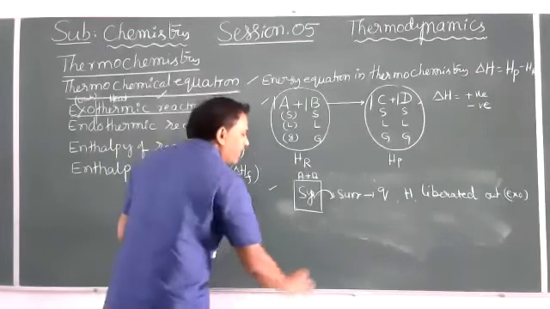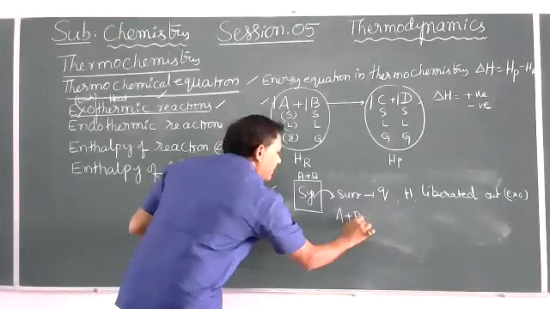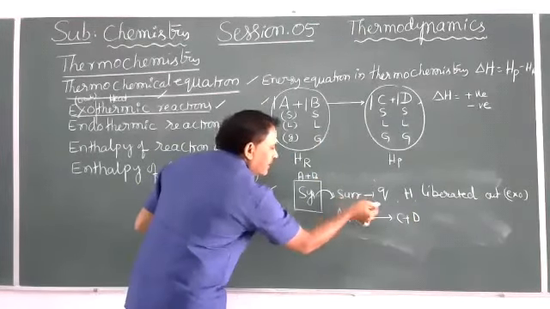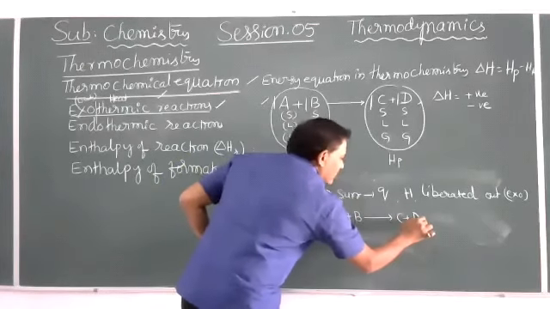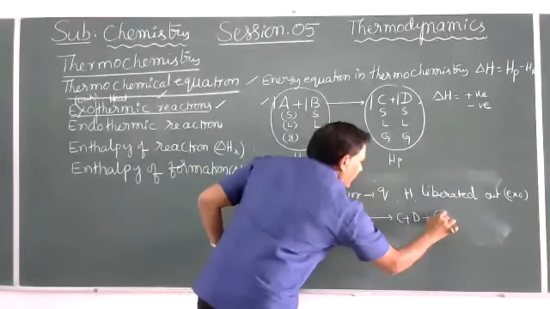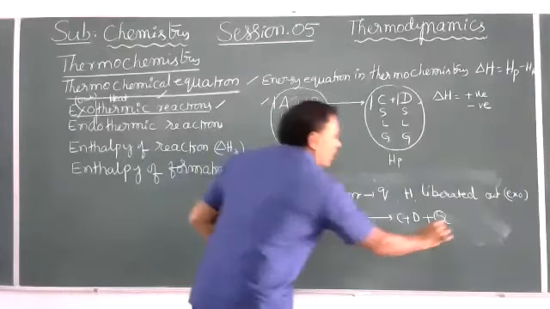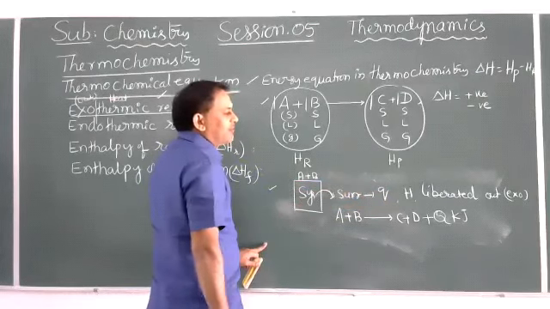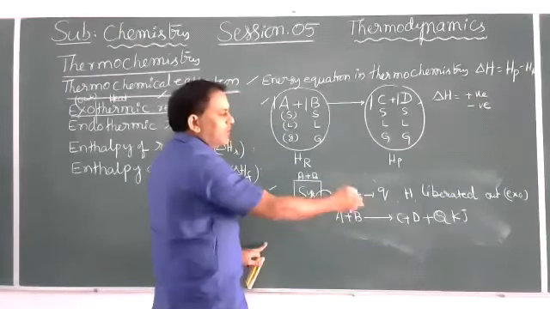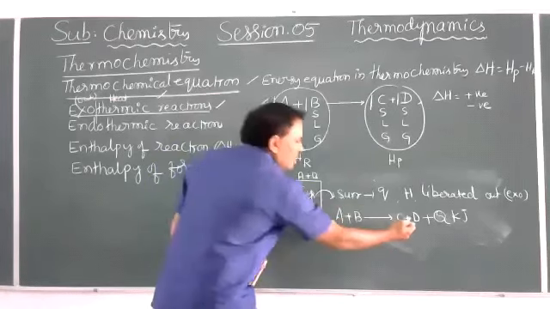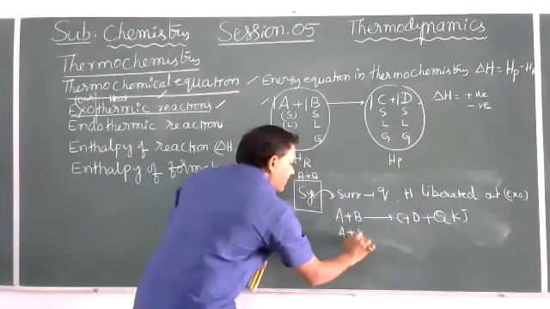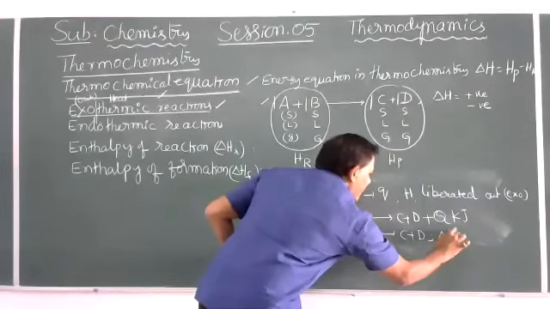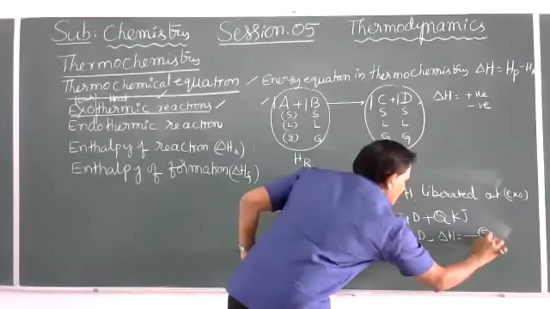For example, A plus B gives C plus D. Liberated means heat goes from the system to the surroundings. That heat we can write on the product side as Q kilojoules or kilocalories per mole, because heat is expressed in joules, calories, ergs or kilojoules. We can also write A plus B gives C plus D, comma, delta H equals minus Q kilojoules.